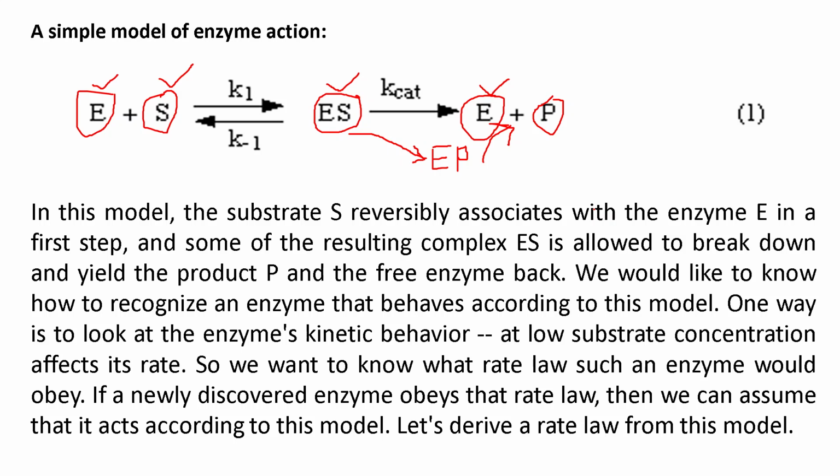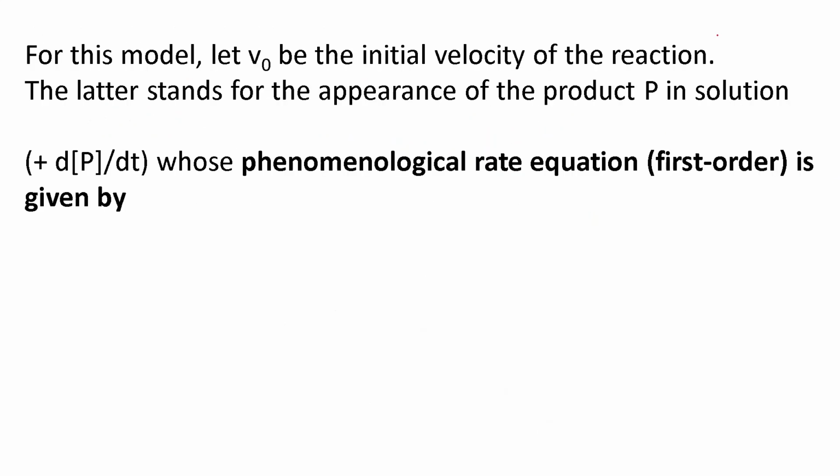Now, if a newly discovered enzyme obeys the rate laws, then we can assume that it acts according to the model I just explained. Now, let's derive the laws first. We don't just jump into derivation, but as we go on, we are going to be making some assumptions. Okay. For this model, we say let V0 be our initial velocity for the reaction, the initial rate of reaction. Okay.